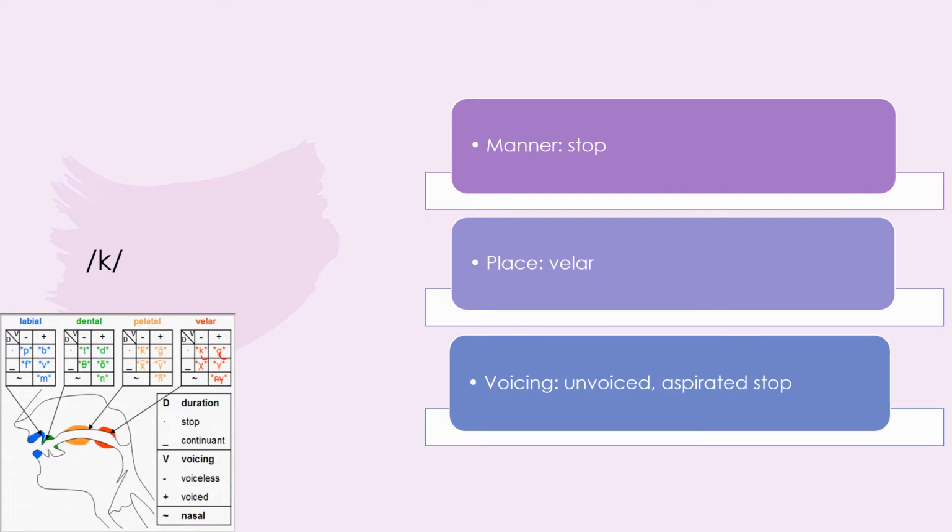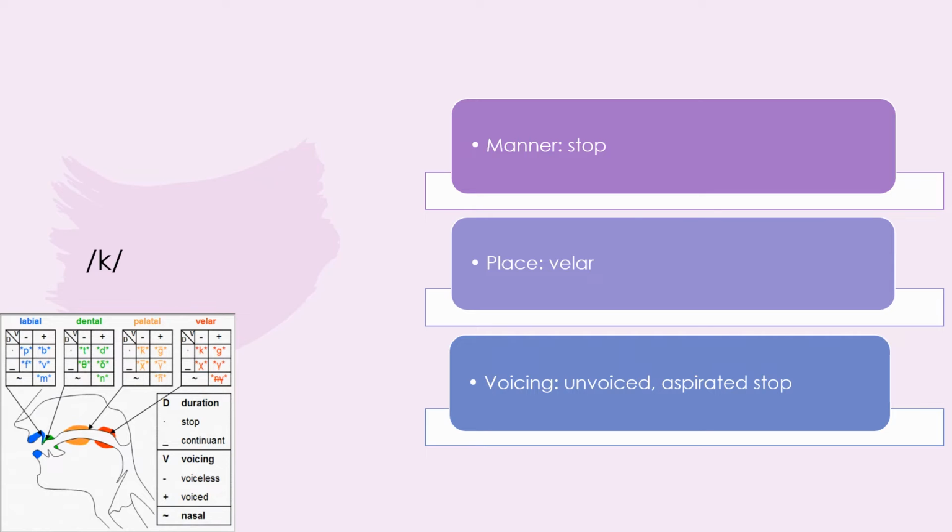And then finally, we're going to talk about the voicing of K. So K is unvoiced and an aspirated stop. Now voicing is describing whether or not the vocal folds are vibrating. In this case, it is unvoiced because when you make the k, k, k sound, your vocal folds are not vibrating. If you want to try it yourself, you put your hand up to your throat and do k, k, k a couple times, and you don't feel any vibration down there. It's because it's unvoiced.